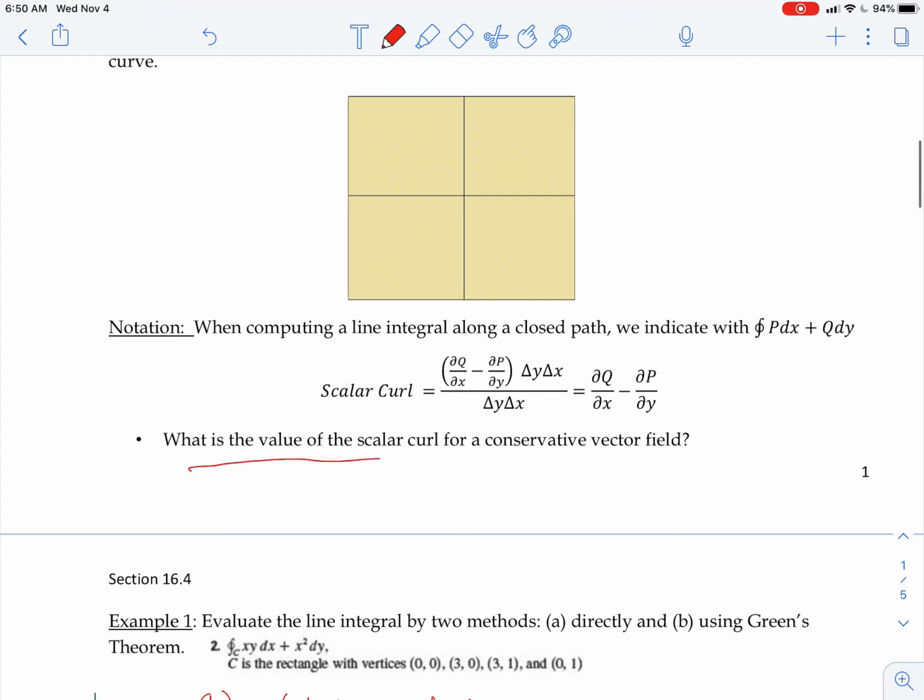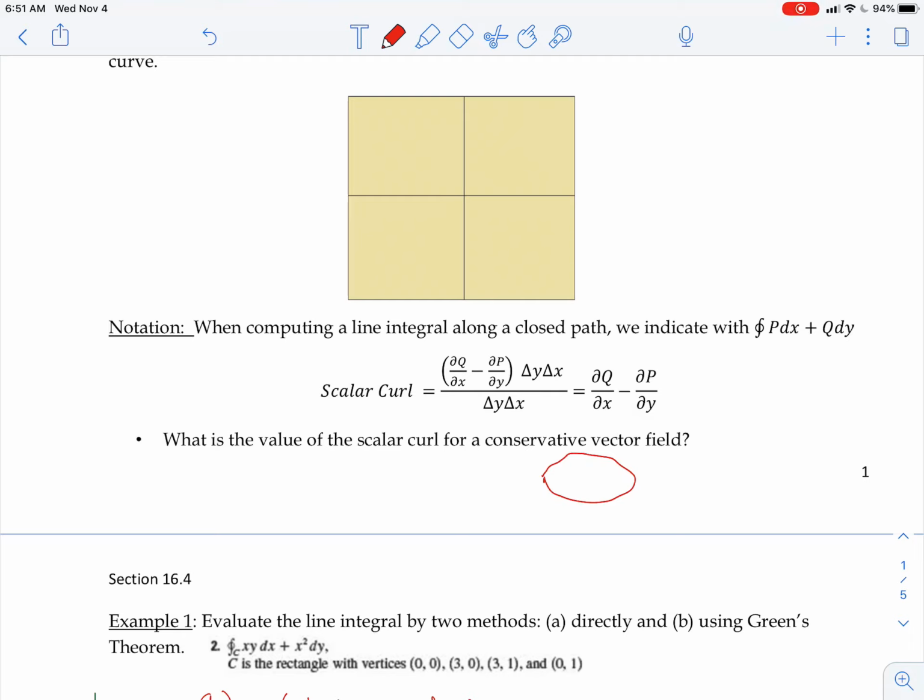So, what is the value of the scalar curl for a conservative vector field? Now, again, remember, if we're going over a conservative vector field, what we have for our vector field is going to be the partial derivatives of that function that we're originally doing. And so, when we're going along a conservative vector field, we have an independence of path. And when we're thinking about that, if we're starting at a point and then finishing at a point, maybe you remember this from last class, it's going to be 0.